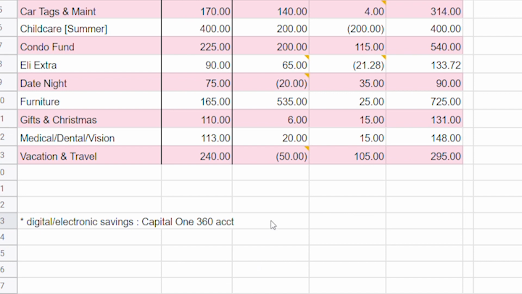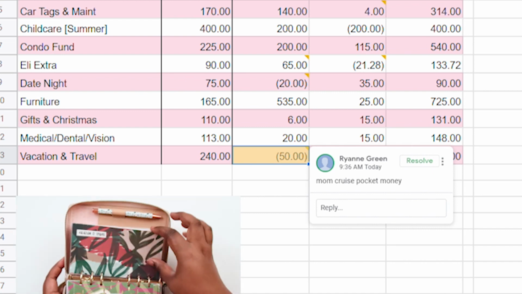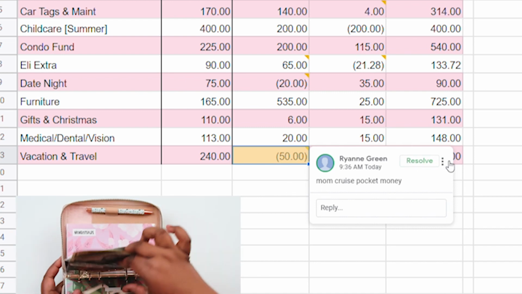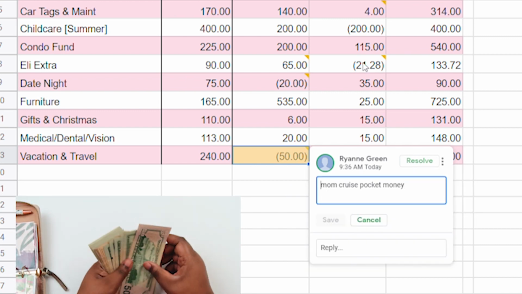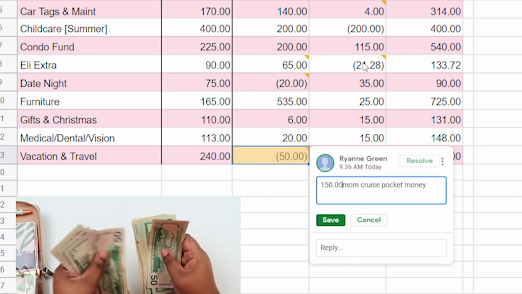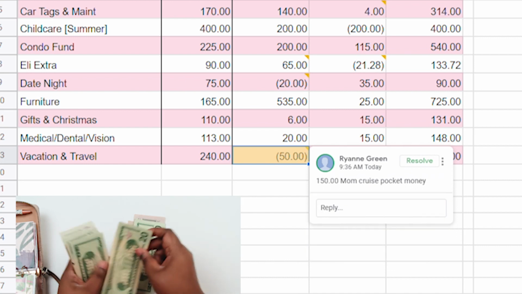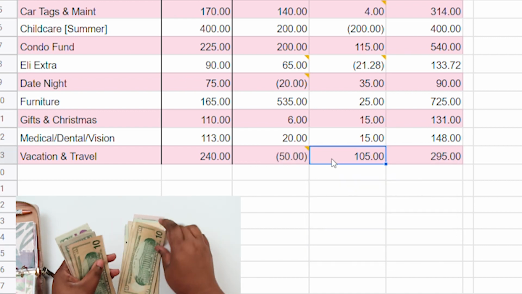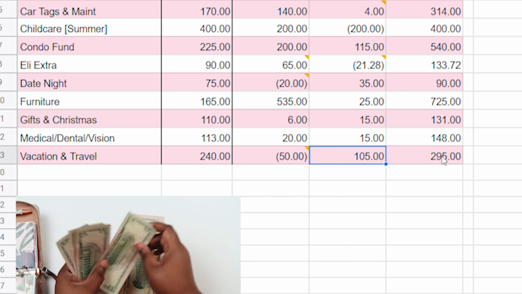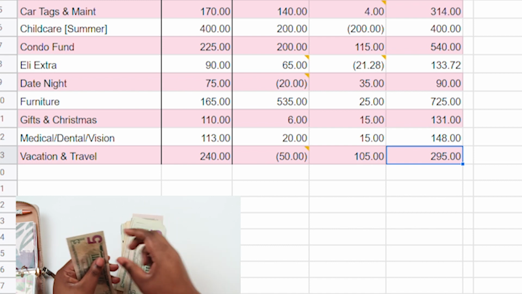Alrighty, vacation and travel. We started off with $240. In May, we added $75 for the first paycheck, $25 for the second, and then we had $150 going out, and that was for, let me edit this to put the $150. That was for my mom's, she went on a cruise, so I gave her some pocket money for that. And let's see. I added $55 from the first paycheck in June, $50 from the second, and we're up to $295 for vacation and travel.